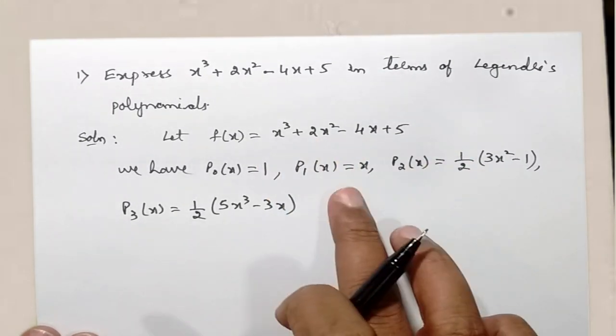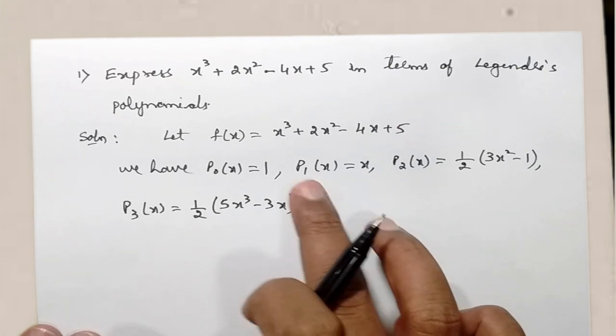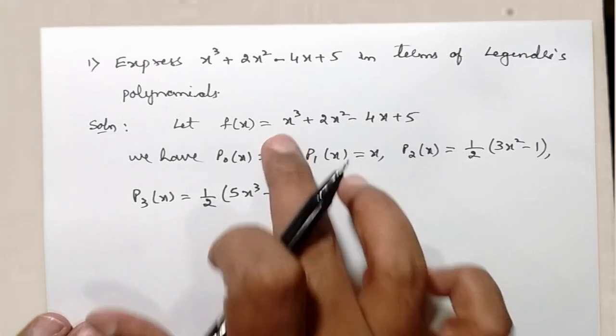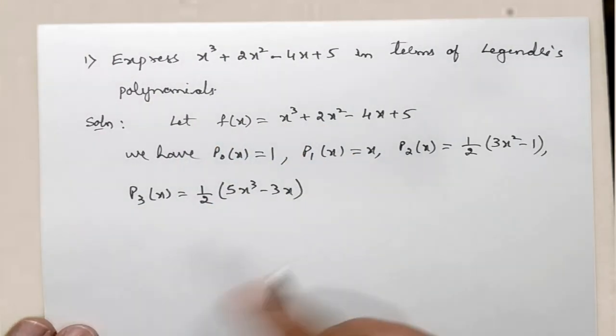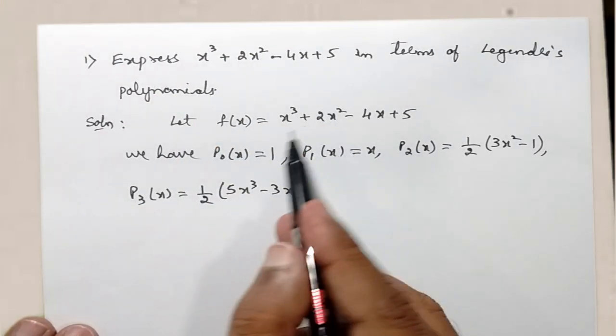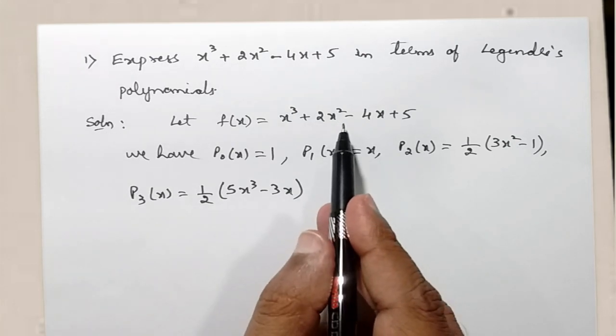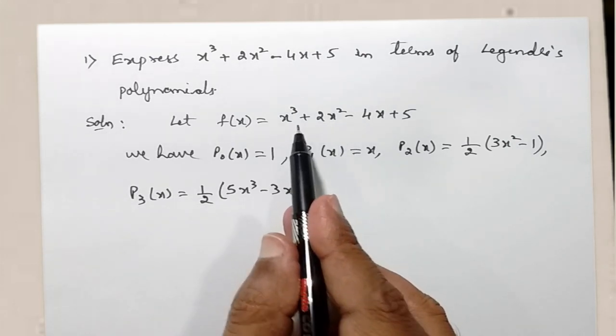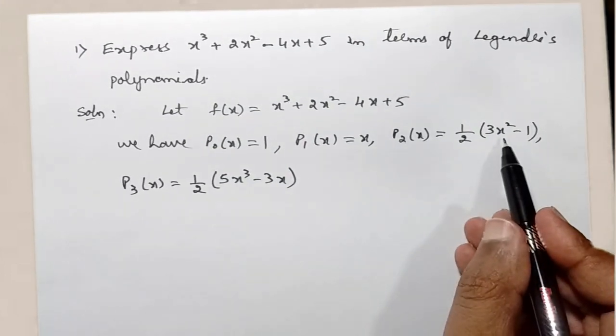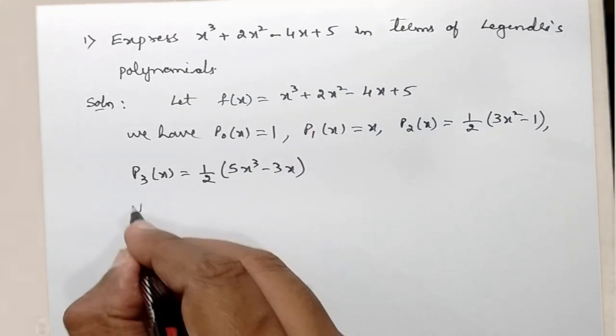The x value is already known to us, which is P1. So we'll try to find out the x square and x cube values. This finding of x square and x cube we already did in the previous video. You can watch that video. Here, however, I will be showing you how to find out x square and x cube. So to find x square, we'll use this one.